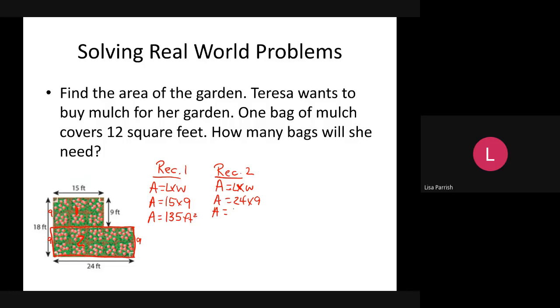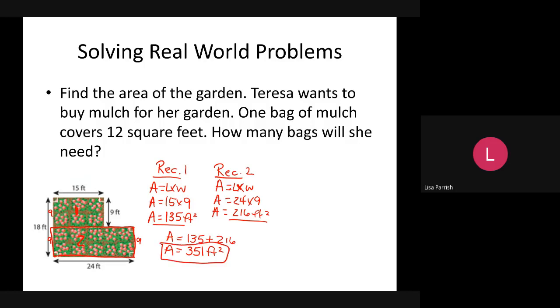And I get 216 feet squared. So remember, the last step is to add my two totals together. 135 plus 216. And I get 351. Don't forget your units squared.